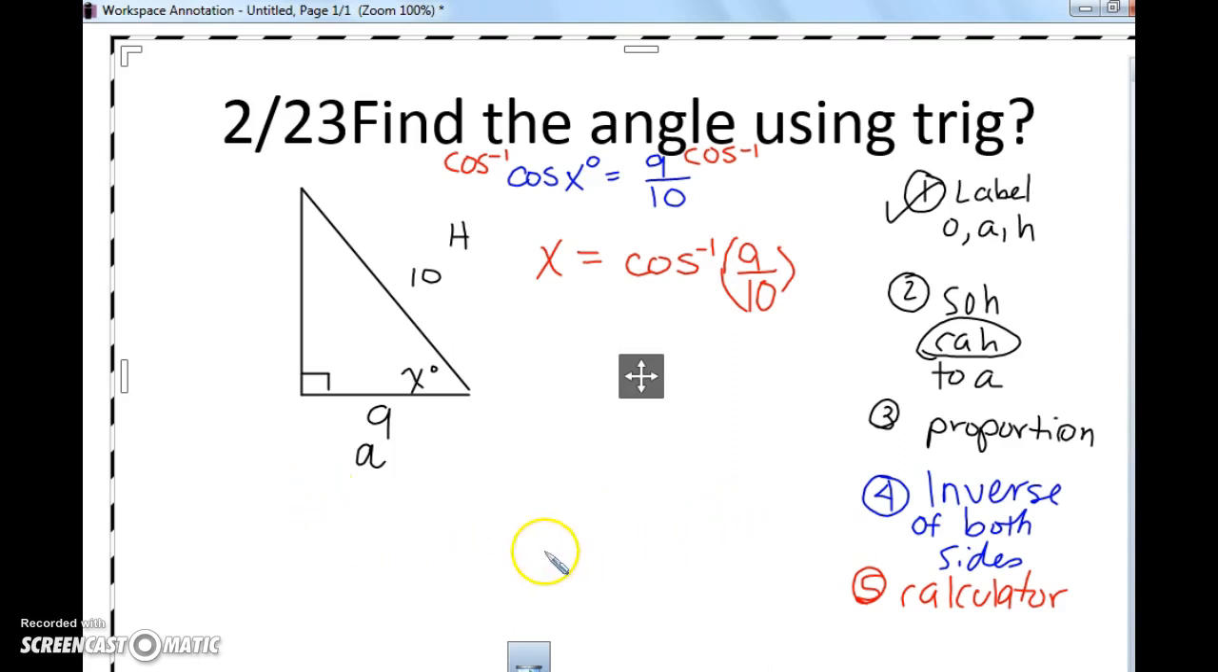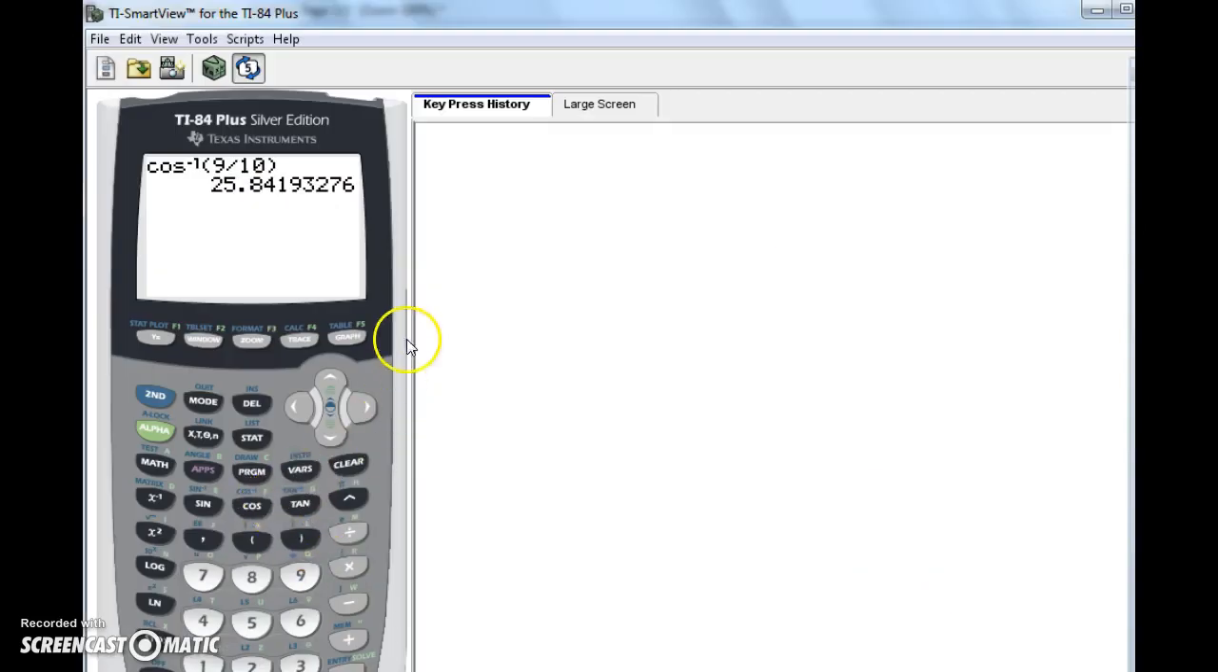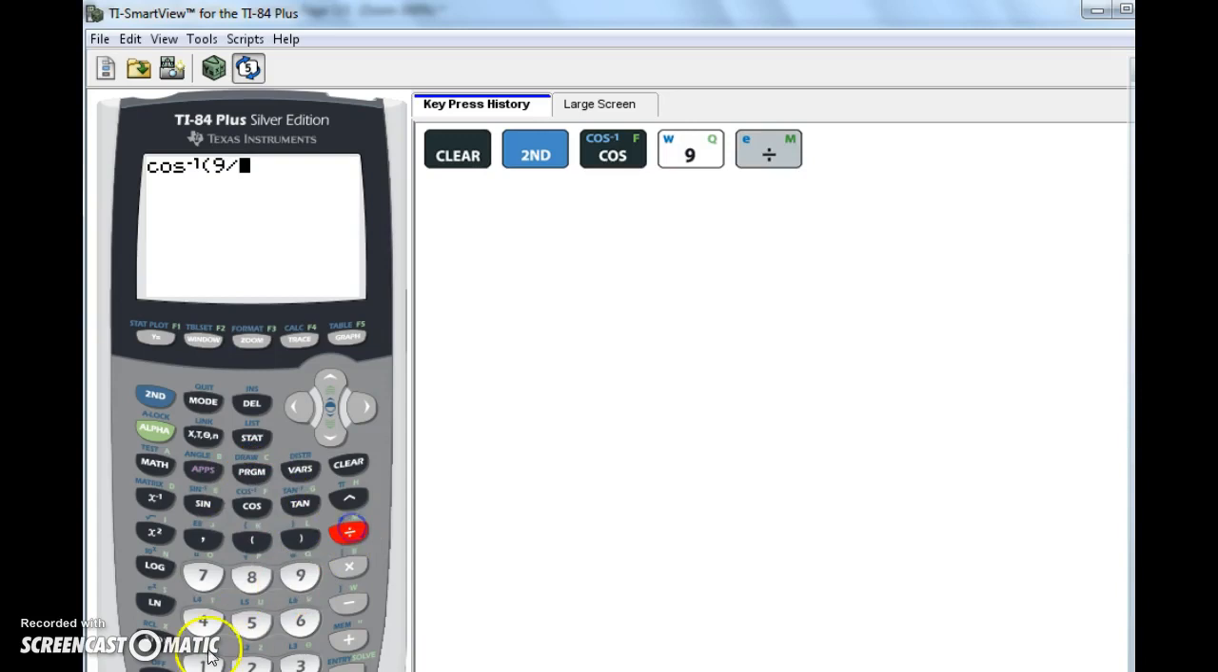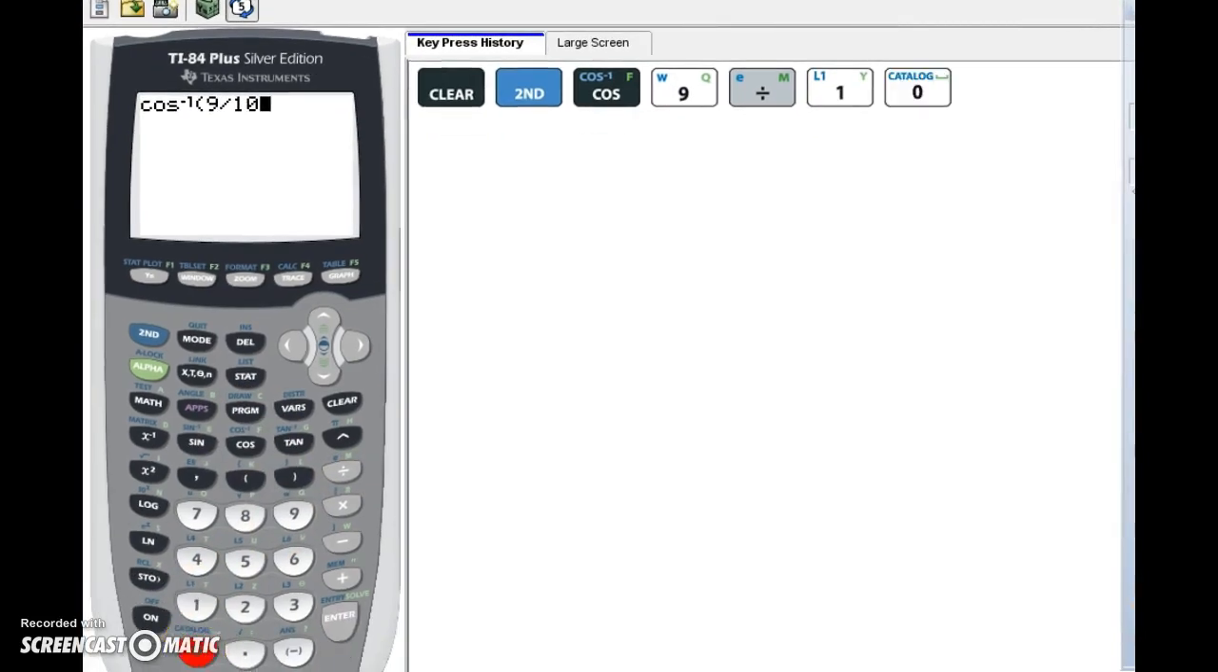All right, so let me pull up the calculator so I can show you where those buttons are. Let me clear it. Okay, so if you were to go to the second key and cosine, you'll see it above here with the little -1. And then you would type in 9 divided by 10, if I could see the 0. And you hit enter. So it's around 25.8 degrees is the angle measure.